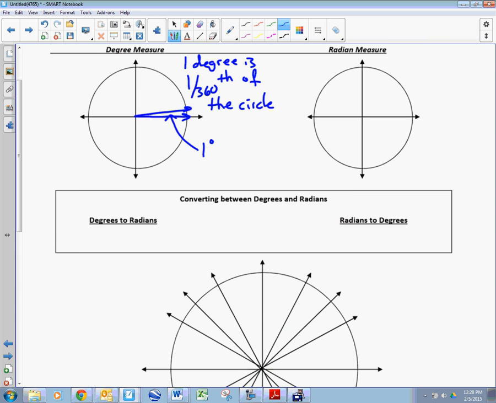And here's how we really define a radian, okay? We say that a circle has a radius. And when we wrap that radius around the circle once, that will form an angle measure of 1 radian. So let me try to explain better what that looks like.